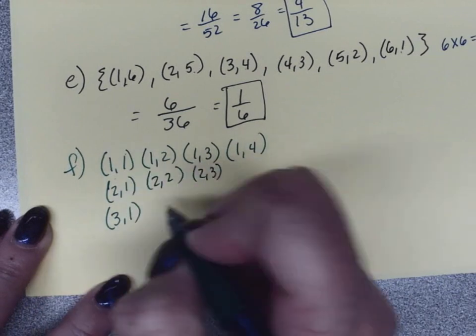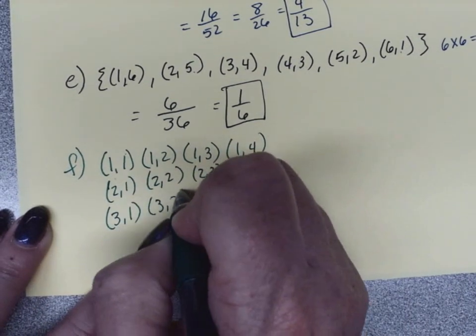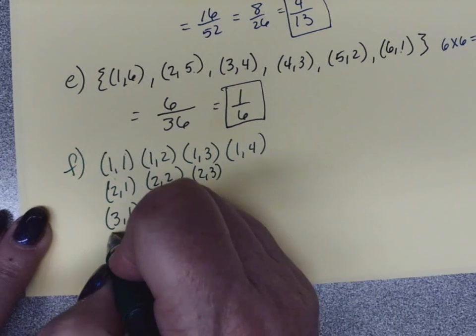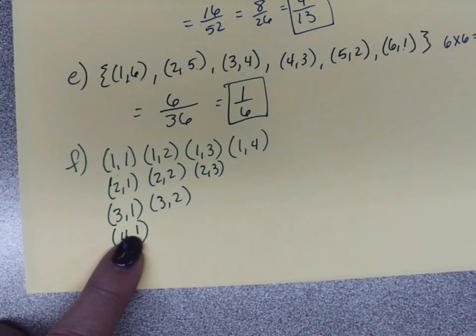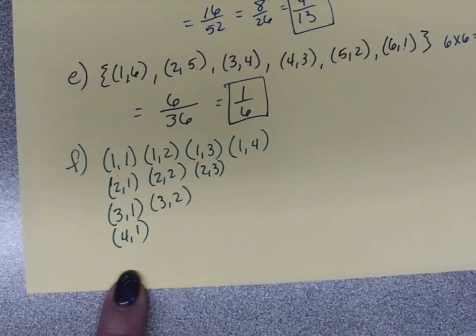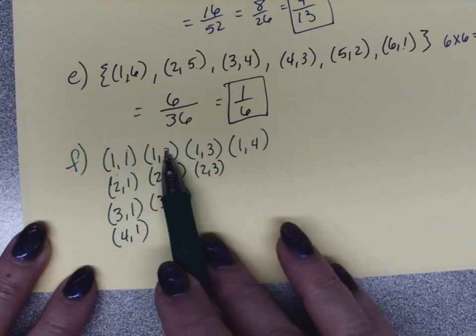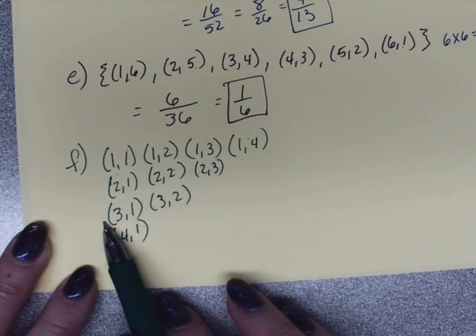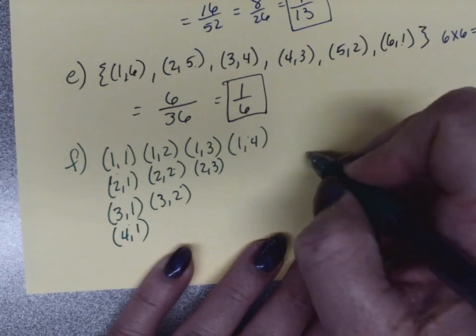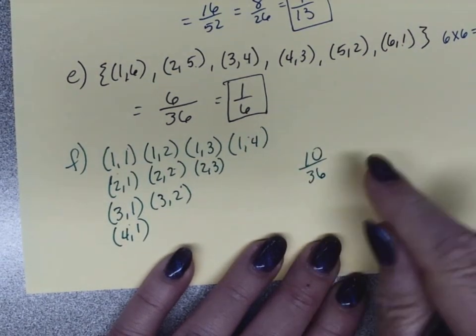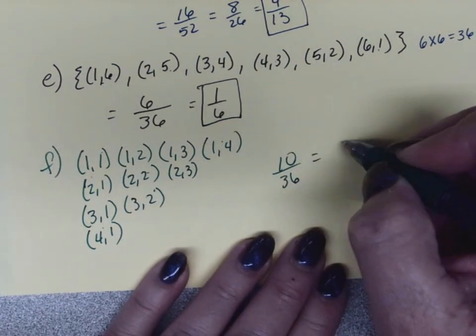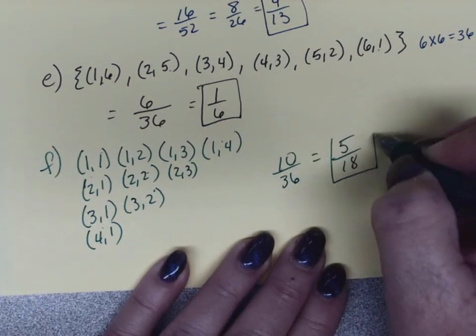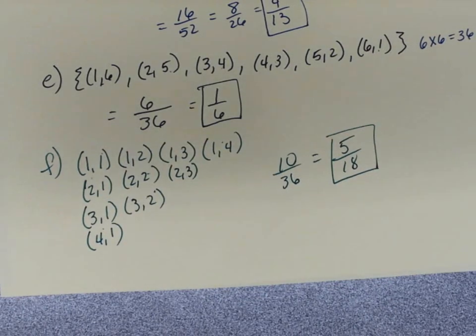All right, if I rolled a 3, I could roll a 1, and I could roll a 2. And then if I roll a 4, I can roll a 1, and that totals to 5. I can't even roll a 5, because then anything else would be equal to 6 or greater. So that gives me 1, 2, 3, 4, 5, 6, 7, 8, 9, 10 possible outcomes out of those 36 possible outcomes that we already discussed. These will both reduce by 2, and we end up with 5 over 18. So that's dealing with the probabilities.